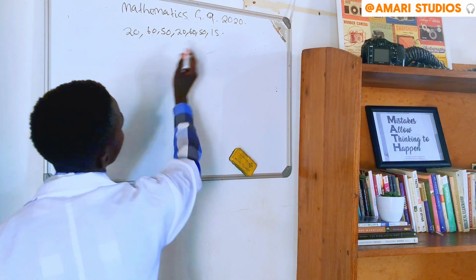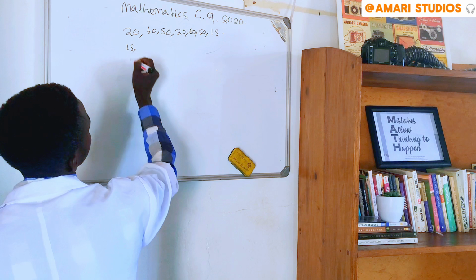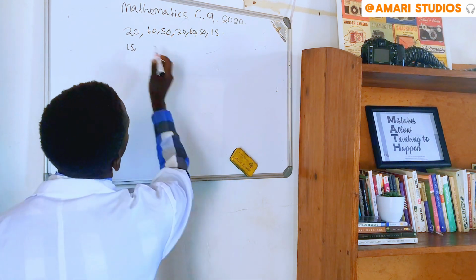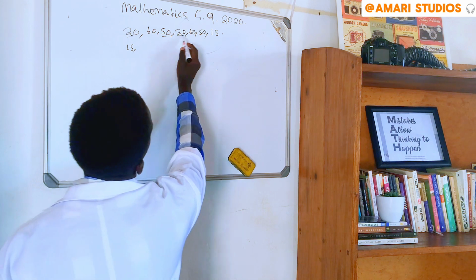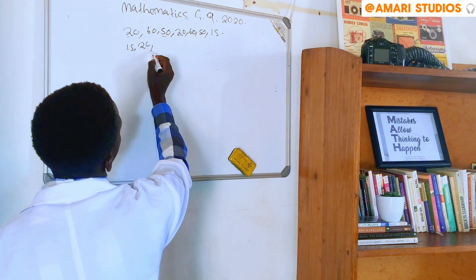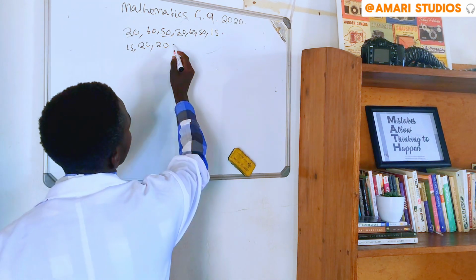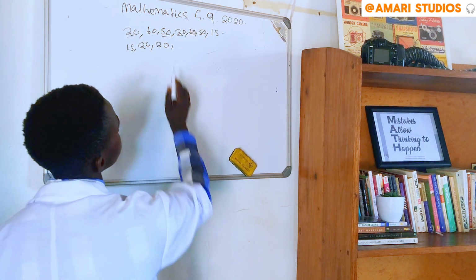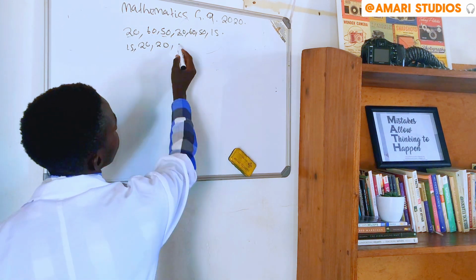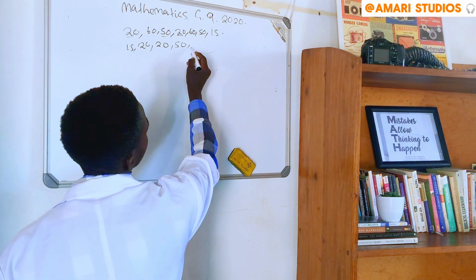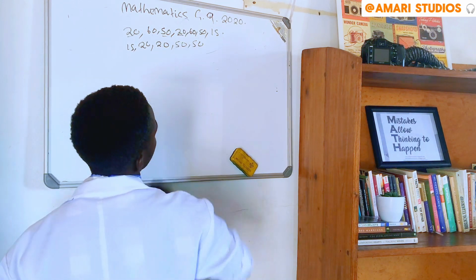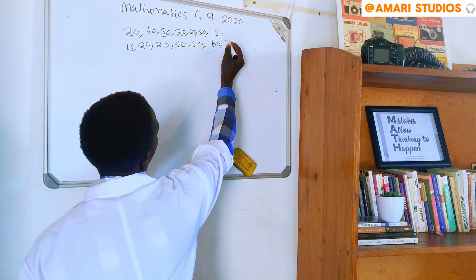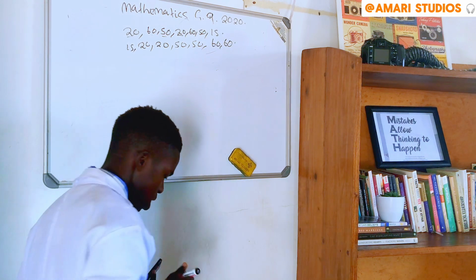Among these numbers, the smallest number is 15. Then after 15, the second smallest number is 20. Take note that there are two 20s here, so you're going to write 20 comma again 20. Then the next number is 50 after 20. Don't forget that there are two 50s here, so there's another 50. Then lastly, we write 60, which is the biggest number in our question.